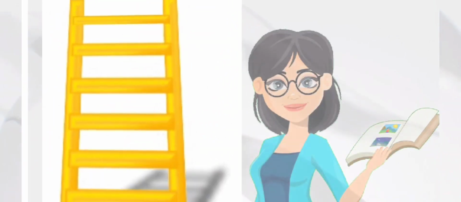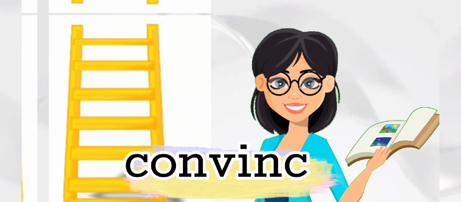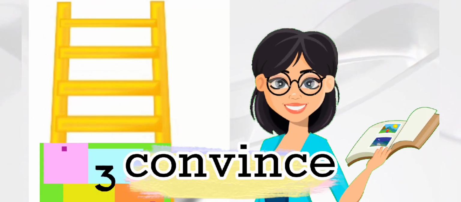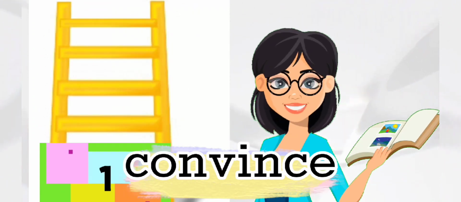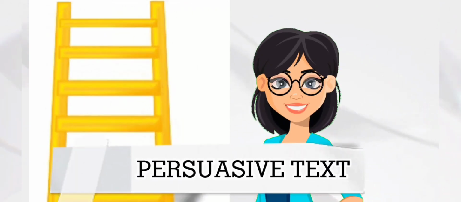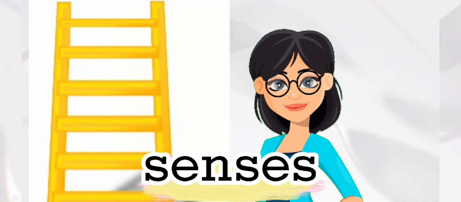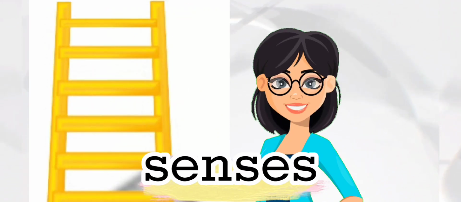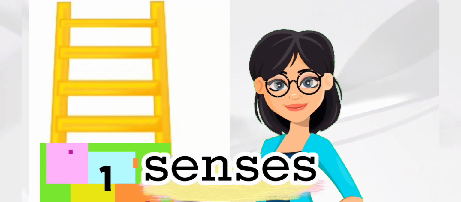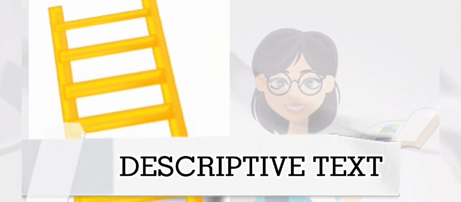Here are the answers to the clues given. In the first letter, the word clue is convince. What is your answer? Correct! The answer is persuasive text. In the second letter, the word clue is senses. What is your answer? The answer is descriptive text.